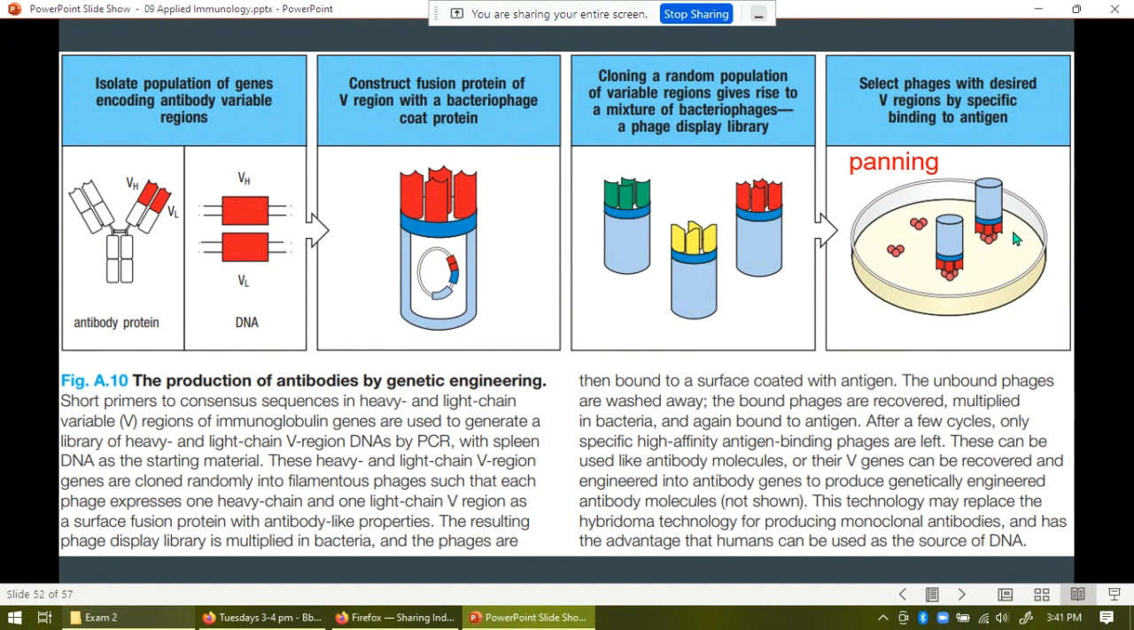Okay, so you coat a plate with antigen, and then you add all your different phages, and the ones that remain bound after the wash step are the ones that you're interested in. You're going to elute those, and then you can grow them up inside more E. coli cells, or you can cut them off from the phage and then use them to make drugs or to make diagnostics.